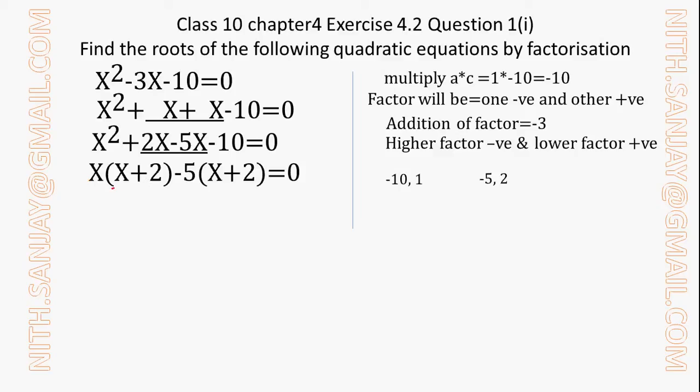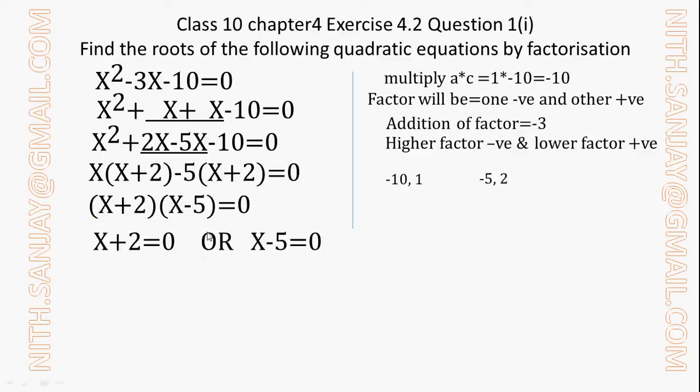Now what I will do is, I will take x plus 2 common from both of these terms. So what I will be left with, if I have taken x plus 2 common, is x minus 5, so I have written it here. So the roots of this quadratic equation are that either x plus 2 is equal to 0 or x minus 5 is equal to 0.